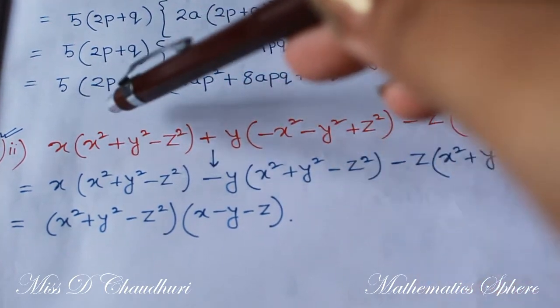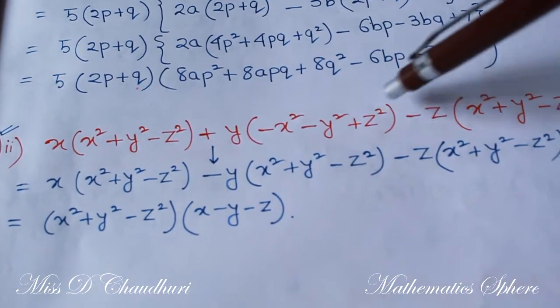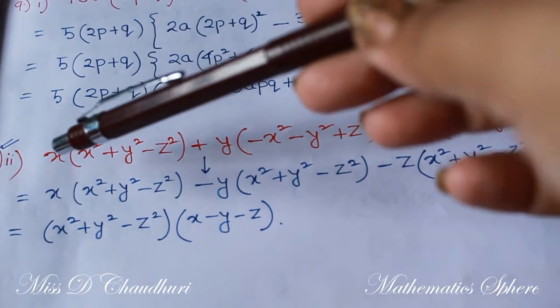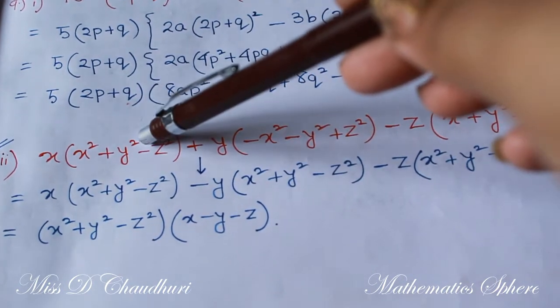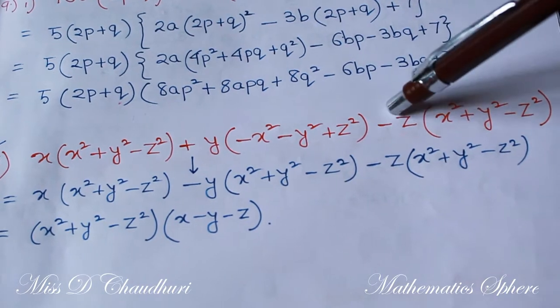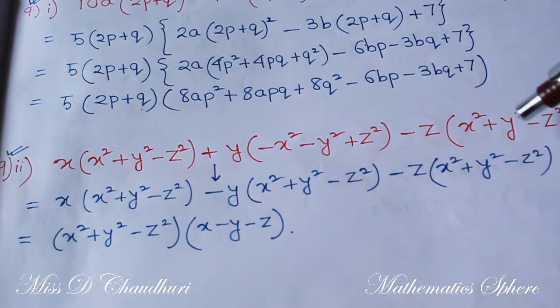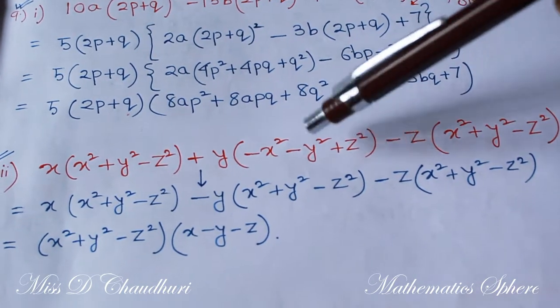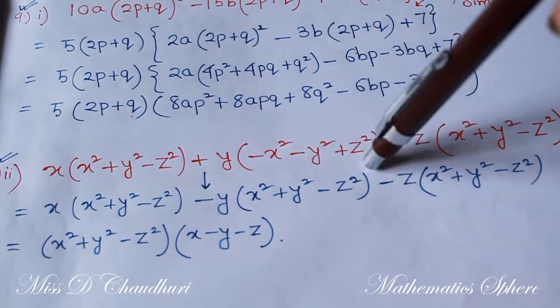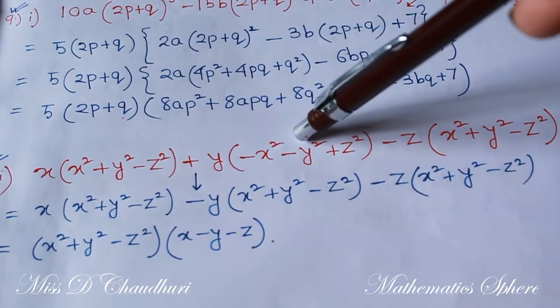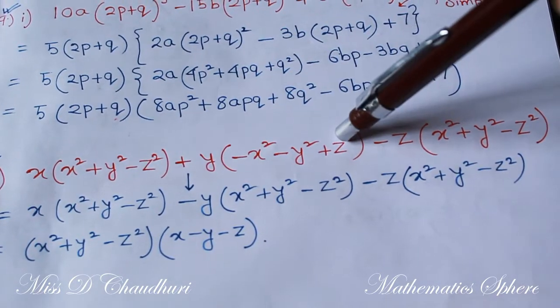See, it is given x into this one, y into this one, z into this one. Now the thing is, with x, x square plus y square minus z square is multiplied. With z also, x square plus y square minus z square is multiplied. But the problem is with the middle one. Here all the signs are reversed. Here x square and y square are positive, but here it is negative. Here it is negative, here it is positive.